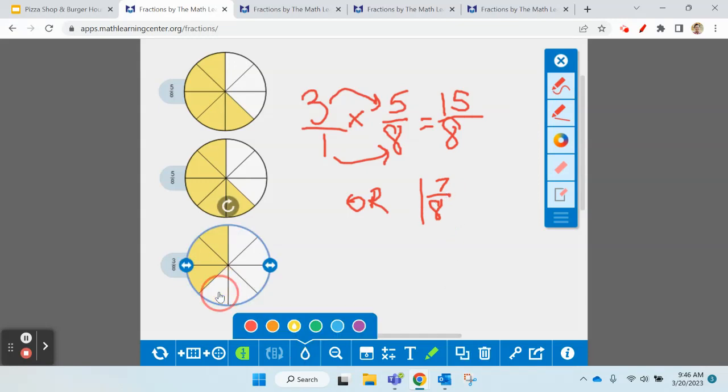But I also want to show you this in our model. If I took these 3 slices and put them in this pizza box to make a whole, I can also put these 2 slices over here to consolidate my pizza a little bit, and you can see that I have 1 whole pizza and 7/8 left.